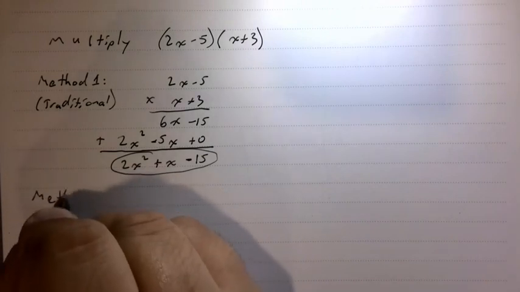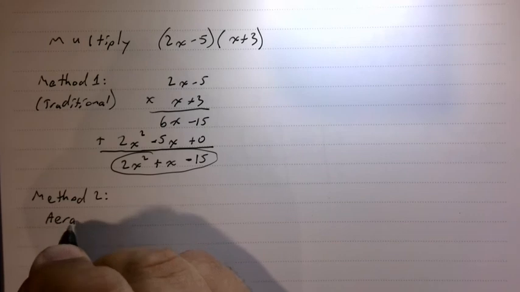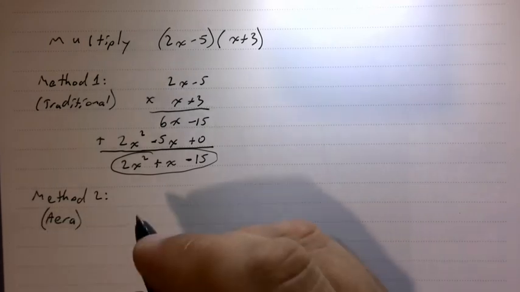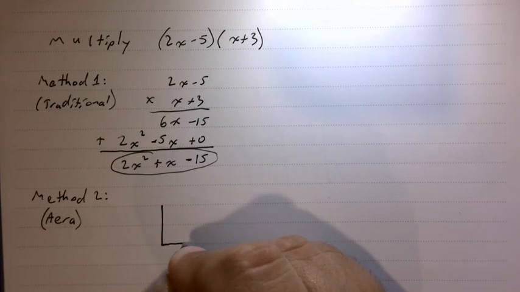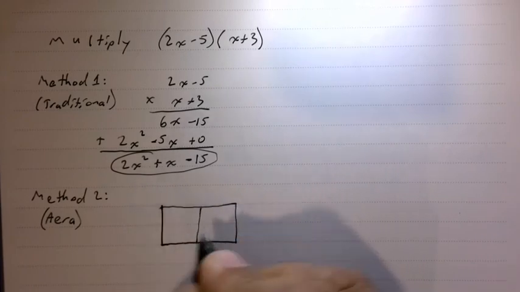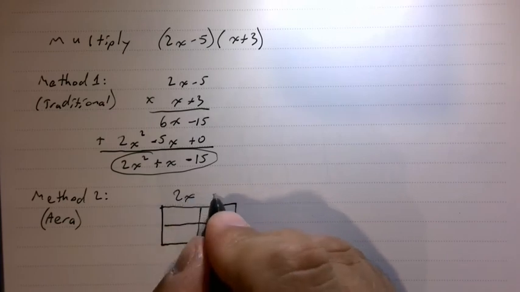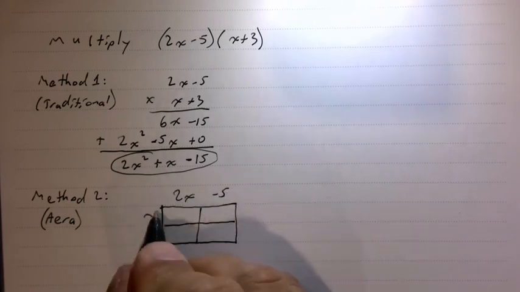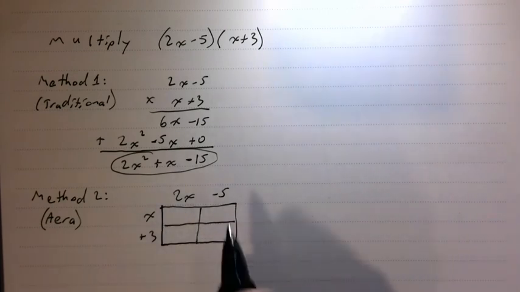Method 2 was the area method, and here that works just the same. We're going to set up our rectangle, and we have 2x minus 5 and x plus 3 as the terms that we're going to use as the dimensions of the larger rectangle.